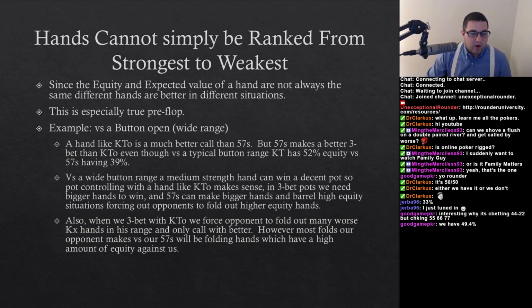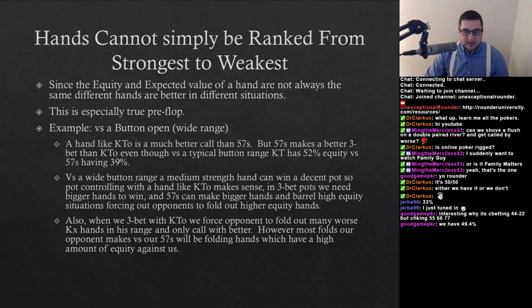So, versus a wide button range, a medium strength hand can win a decent pot. So pot controlling with a hand like King 10 makes sense, as opposed to bloating the pot with a 3-bet. In 3-bet pots, we need bigger hands to win. 5-7 suited can make bigger hands. We have the topic we talked about earlier, which is that hand signaling allows us to barrel high equity situations, forcing our opponent to fold out higher equity hands.